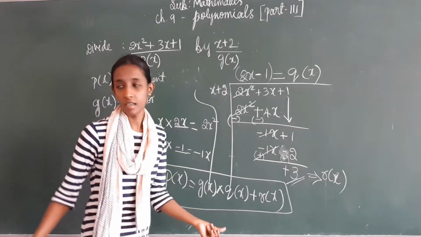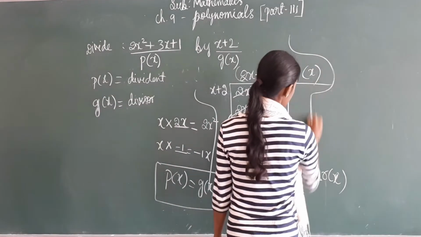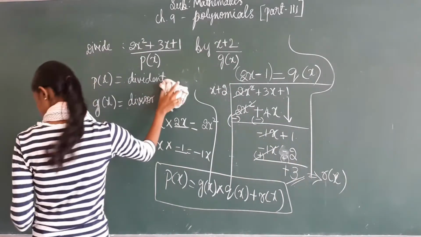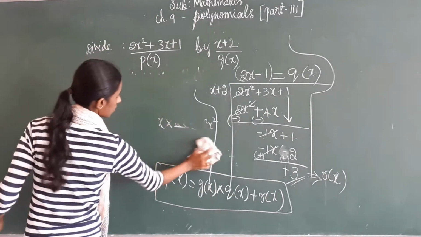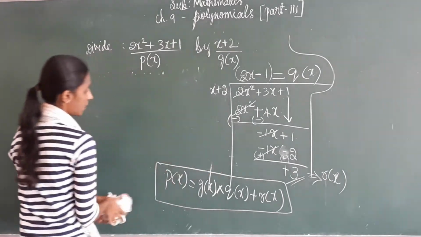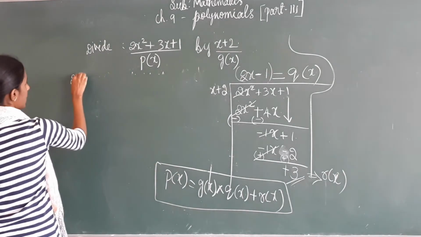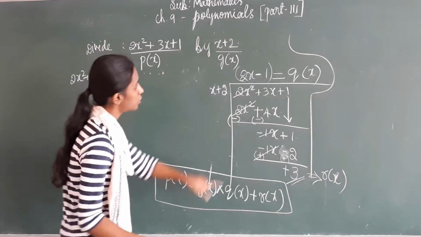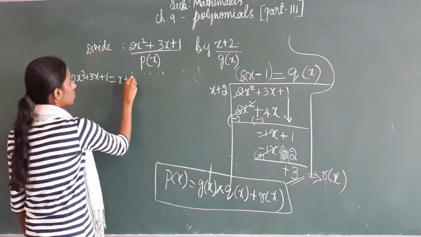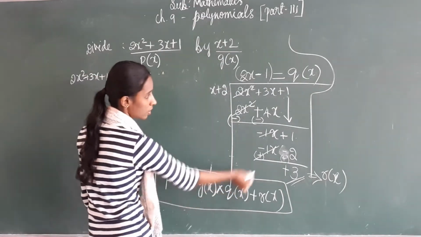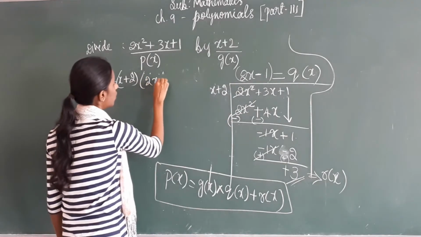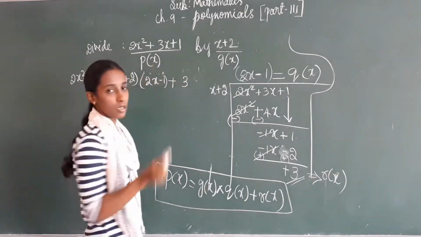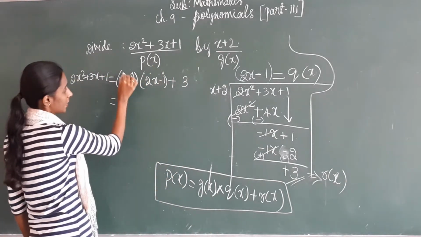Shall we cross check? Dividend p of x, I'll write here. See, p of x is this one, 2x square plus 3x plus 1. That is p of x is equal to g of x, what is g of x? x plus 2, into q of x, which is 2x minus 1, plus r of x, which is 3. On this side, do the multiplication.